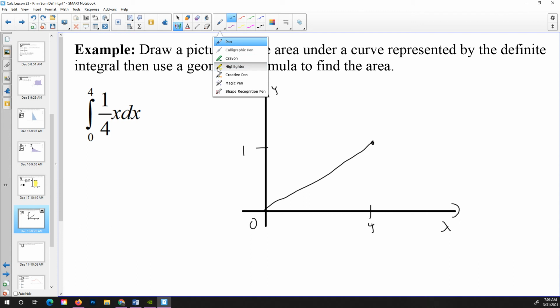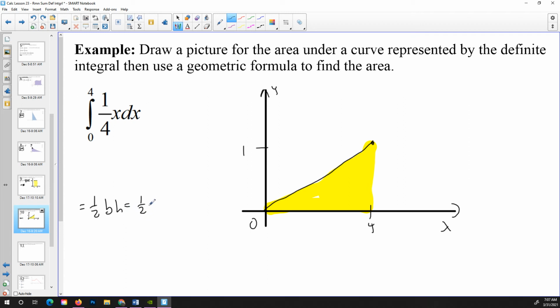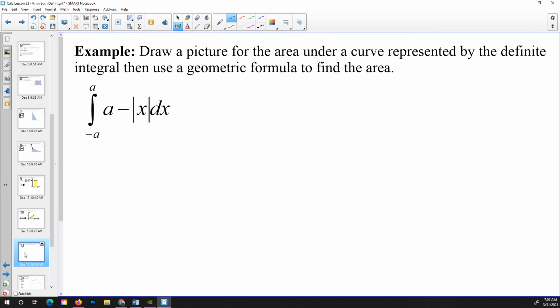My area under the curve looks like this. And then to find that area, we'll use the geometric formula, a half base times height. In this case, a half times my base of 4 times my height of 1, which will just be 2.